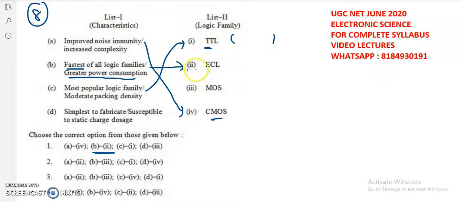ECL has one advantage and one disadvantage. It is the fastest, which is an advantage, but it consumes much power, which is a disadvantage. While coming to the TTL, it is not that fast, but it won't consume much power. That means it is an optimistic logic family. Coming to simplest to fabricate and susceptible to static charge damage, the simplest logic family to fabricate is the MOS family. So the first option is the correct one for this question.